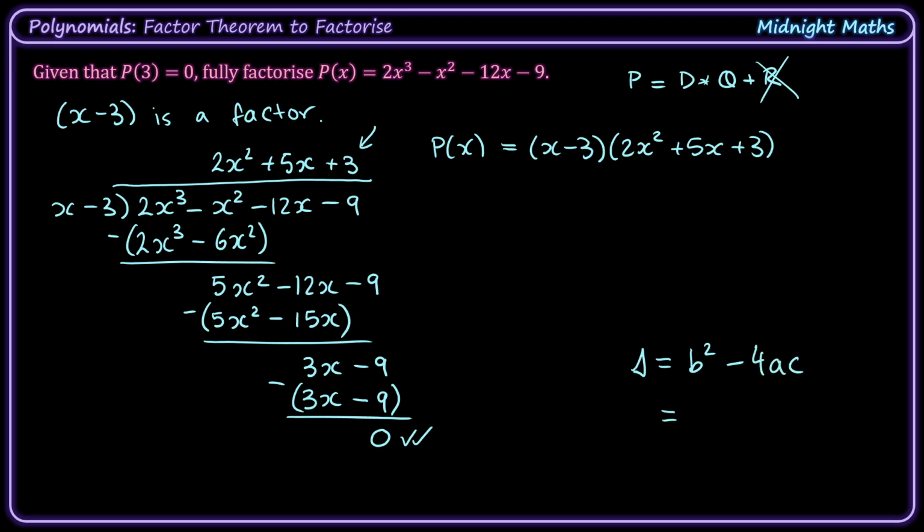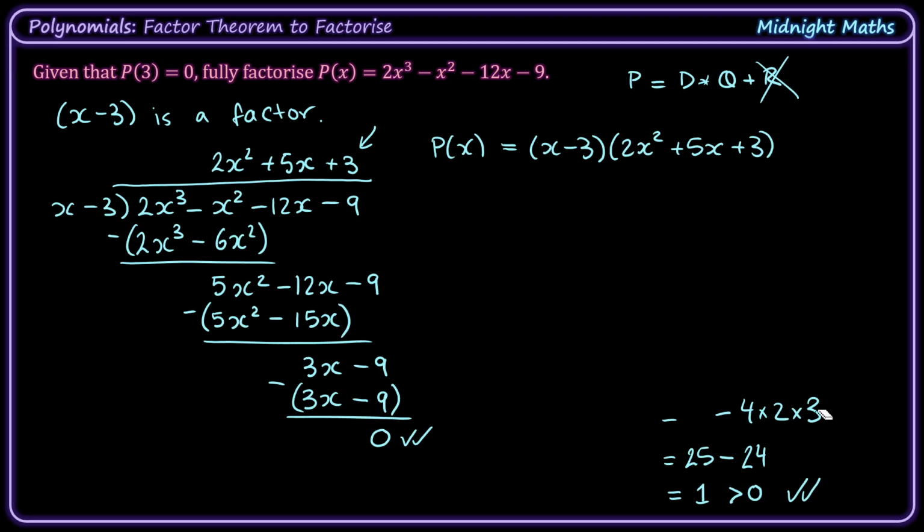So if we substitute, remember for the discriminant, this is b, this is a, and this is c. So if we substitute that in, that's 5 squared minus 4 times 2 times 3, which is 25 minus 4 times 2 is 8, times 3 is 24. That's equal to 1. That's larger than 0, so it can be factorized. There's definitely going to be some way that we can factorize this expression. So let's try to see if we can factorize that down.